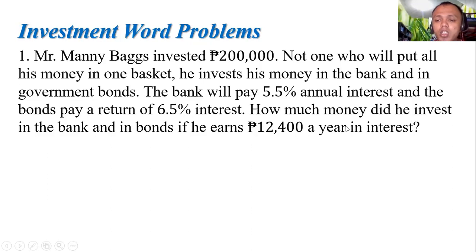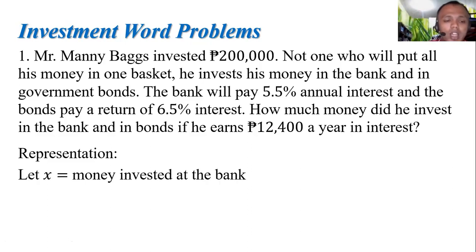How much money did he invest in the bank and bonds if he earns 12,400 pesos a year in interest? Ilan daw yung money na nai-invest niya doon sa bank and then sa bond naman, kung every year nakakatanggap siya ng 12,400 pesos. Kumbaga pinagsama na dito yung invest ng bank tsaka yung bond. So ilan kay bank, ilan kay government bond.